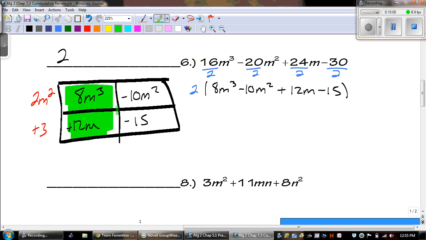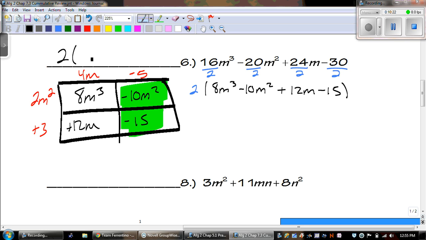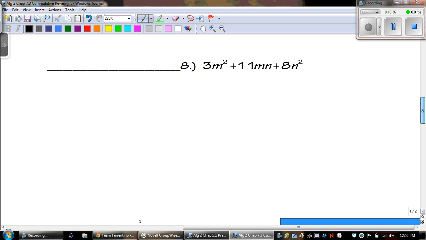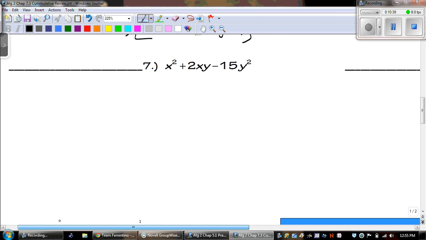Okay, now we're working on the left group, 8 and 12. For 8 and 12, we can factor out a 4, and both of them have m's. Okay, and now the right, negative 10m squared and negative 15, both of those I can take out a negative 5. So those give me my other two binomials of 2m squared plus 3 and 4m minus 5. And remember, you can solve whichever method you like better, box or splitting the middle term.